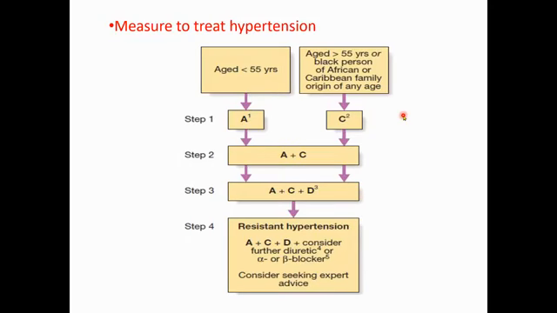These are the approach to the drugs. Step by step, we add the antihypertensive drug. If the age is less than 55 years, then an ACE inhibitor or ARB is the drug of choice. If the age is more than 55, or for a black person or African, the choice of drug is a calcium channel blocker. Step 2, add on the ACE inhibitor and calcium channel blocker, and step 3, ACE inhibitor, calcium channel blocker, and diuretics.